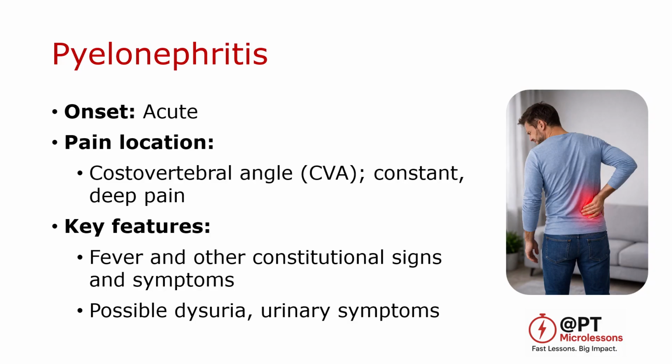This is an acute kidney infection. Pain is typically at the costovertebral angle and is more constant and deep. Since this is an infection, key features include constitutional symptoms such as fever, chills, and possibly nausea or vomiting. They may also experience urinary symptoms such as dysuria, but this is not a defining characteristic. This is an important condition to screen for because the chief complaint will likely present as back pain, which we treat, but it is an infection, so it requires an urgent referral. The triad is fever, flank pain, and nausea or vomiting.